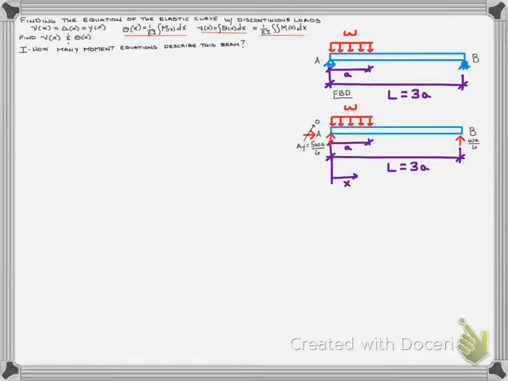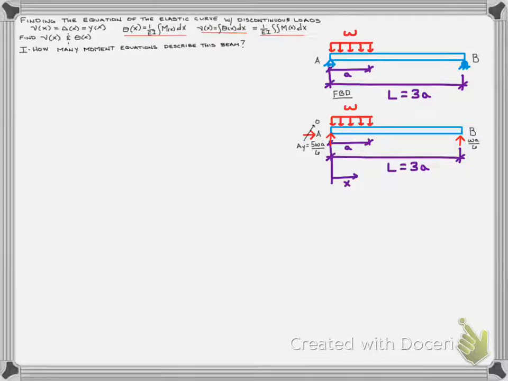And by discontinuous loading, what we're talking about is if we look at our beam, we have a uniform distributed load, but it doesn't run from A to B over the entire length. It's just over a length A when our entire beam actually has a length of 3A. You could be discontinuous with point loads because every time you hit a point load and you move on past it, you have a discontinuity in your loading.